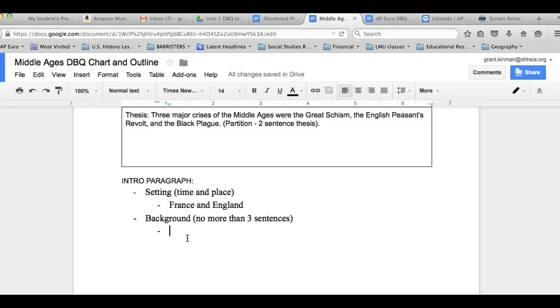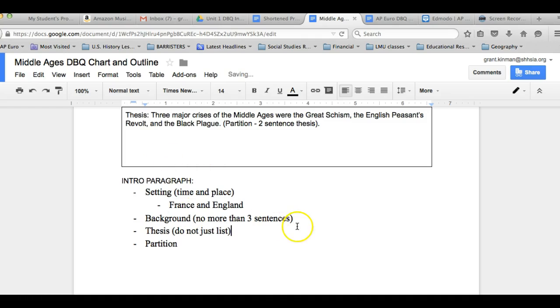But it explains the basic ideas that you're going to be talking about. So the Great Schism, the English Peasants' Revolt, and the Black Plague. Not in detail yet. That's what the body paragraphs are for. And then after you've done that, then you add your thesis. And if your thesis has a partition, then you add the partition. So remember, do not just list.